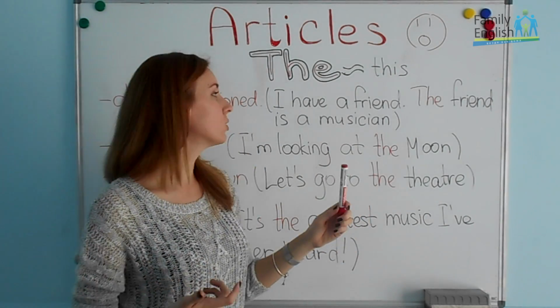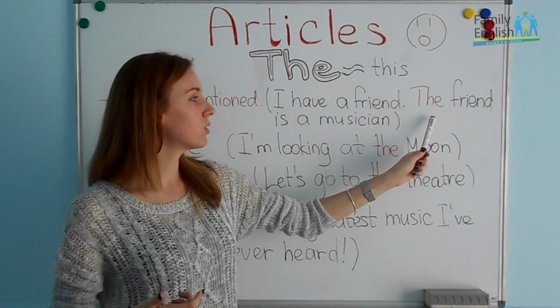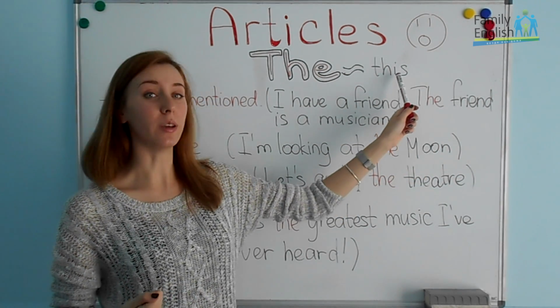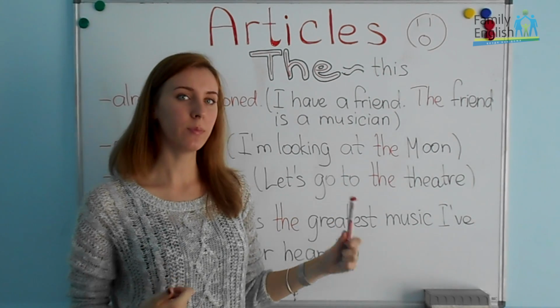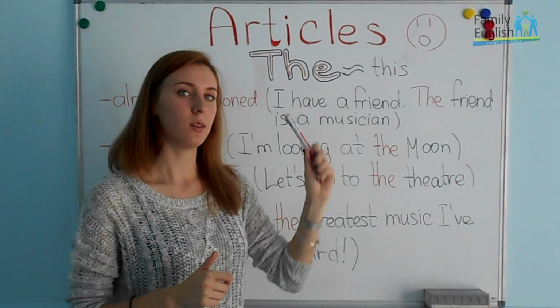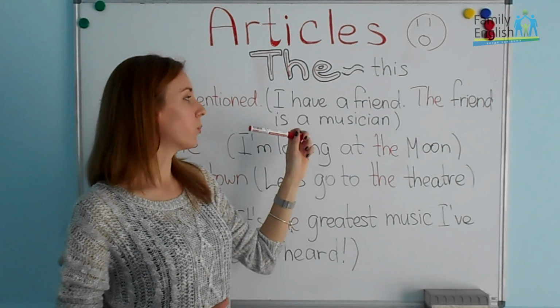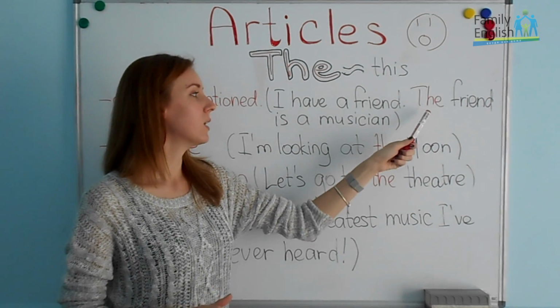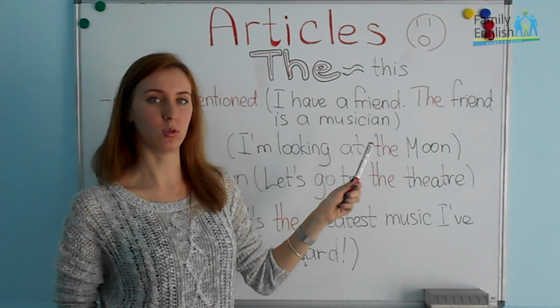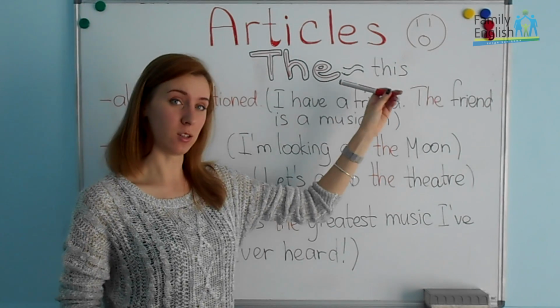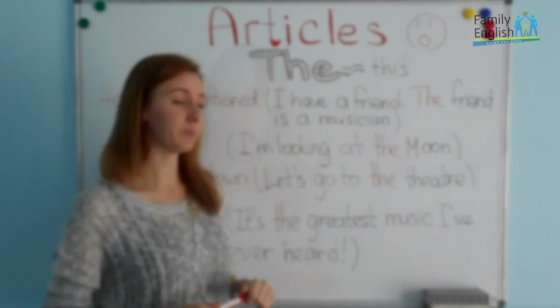So you can check yourself by replacing the definite article with the word this, and if it works well, you know that you can use the definite article. For example, I have a friend. This friend is a musician. This friend that I talked about earlier.